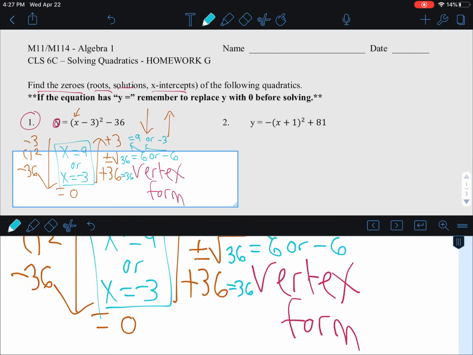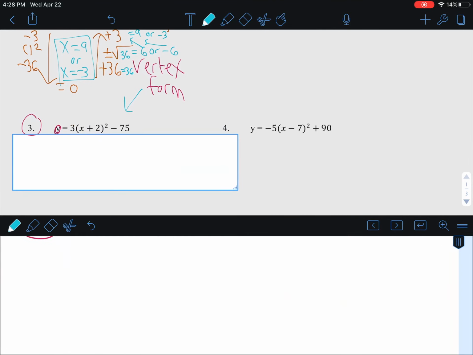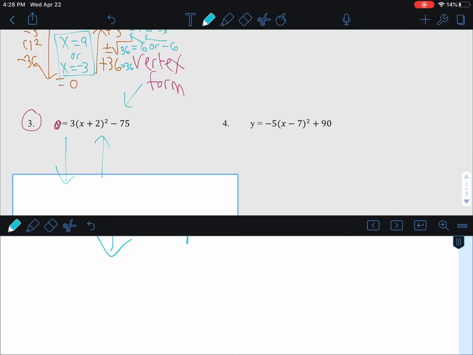There we go. Again, number 2 is very similar. So this is very similar to this. So number 3, use your arrows.